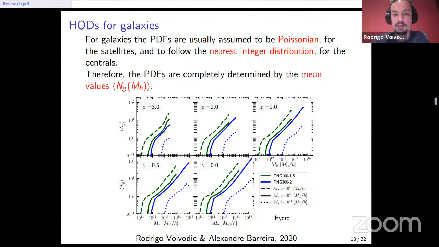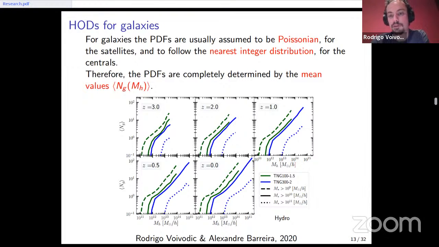Okay, but again, the PDFs are usually assumed to be Poissonian. For this, usually we split the galaxies of a given halo into the central galaxy and the satellite galaxies. The satellite galaxies have a PDF that is assumed to be Poissonian, and the central galaxy follows a nearest integer distribution. So it's basically 1 or 0 for the central. But for the satellites, we can have any number.